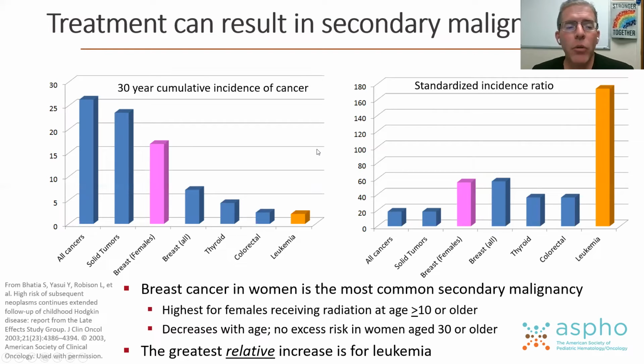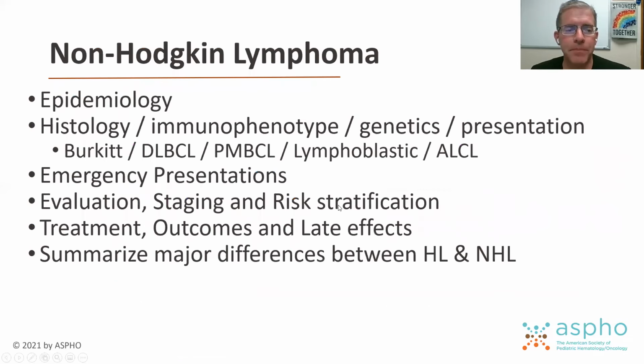This slide is to show two things. One is that in terms of secondary cancers, breast cancer in women is the most common secondary malignancy. It's certainly higher for females who receive radiation at the age of 10 or older, but that risk decreases with age, and there's no excess in patients who are age 30 or older at the time that they get radiation. The greatest relative risk is for leukemia, but that's a relative risk, not a cumulative risk.